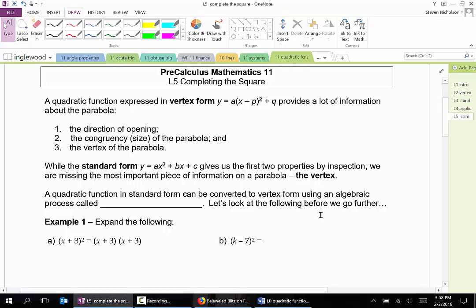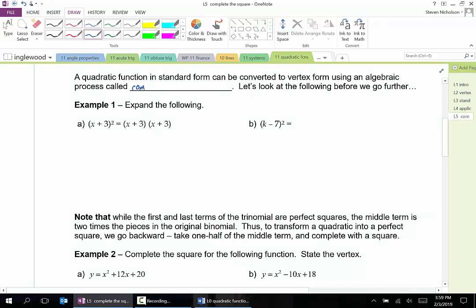So if we're given something in standard form, completing the square is an algebraic exercise that will give us the vertex form. So before we look at completing the square, let's look at where that would have started.